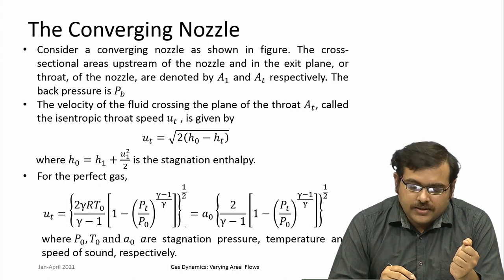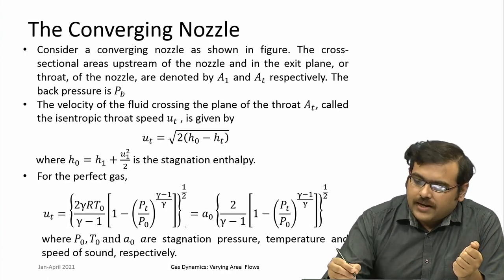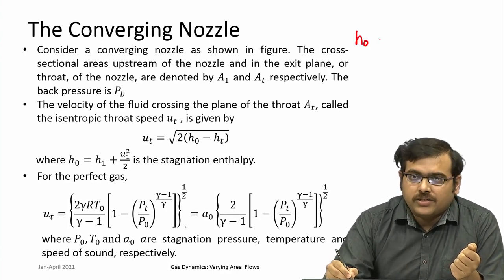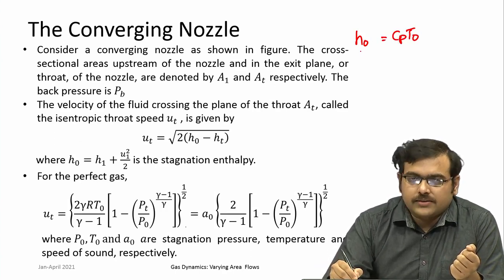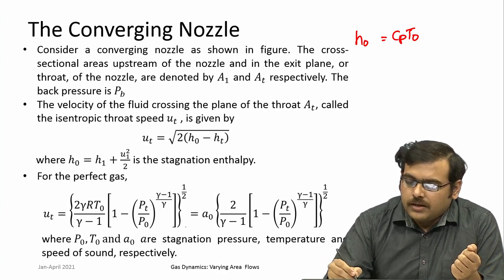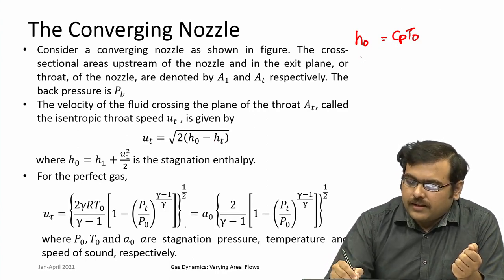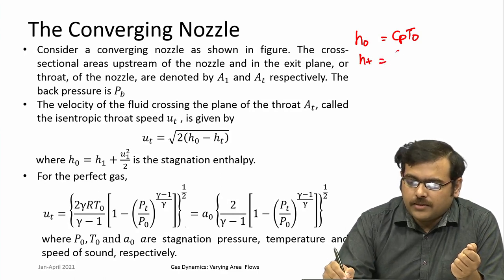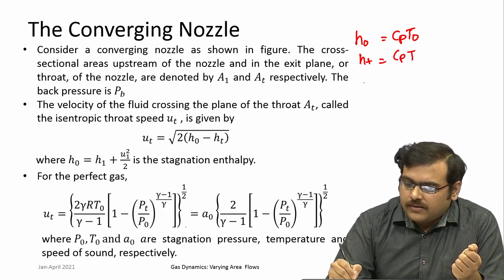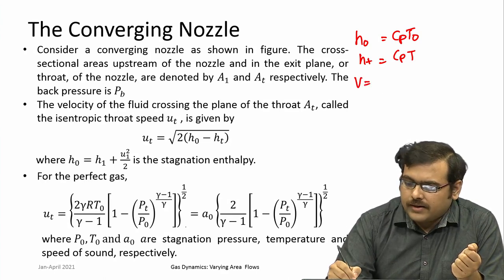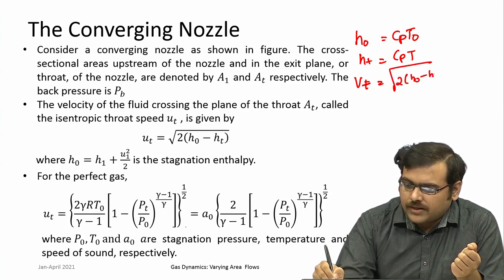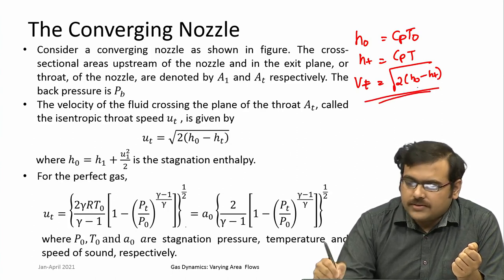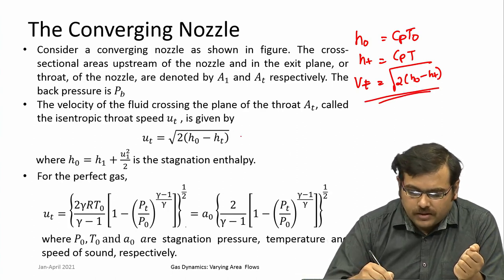The velocity at the exit: given a stagnation enthalpy H0, which is just Cp T0, and at the throat, if the enthalpy is HT, which is Cp T, then velocity can be found at the throat. VT is nothing but the square root of 2 (H0 minus HT). Okay, this is directly from the energy equation.